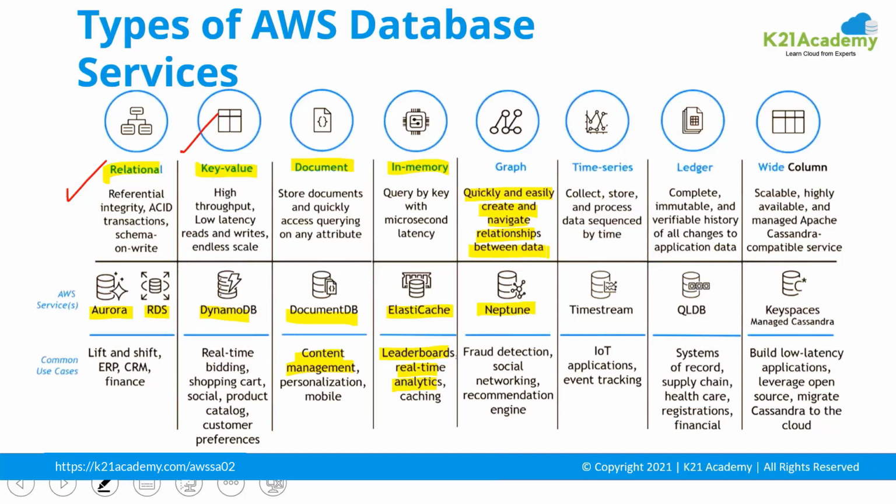If I want to have a time series to be stored where I collect, store, and process the data in a sequenced manner, okay, then it is a Timestream database. So if you have an IoT application or event tracking system, then you have to use these Timestream databases by Amazon.